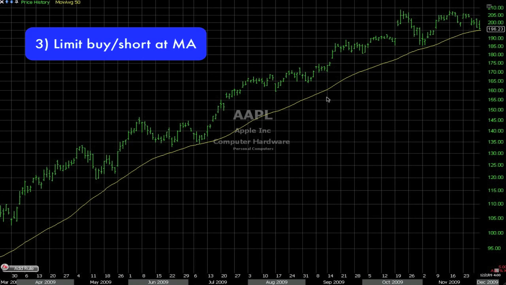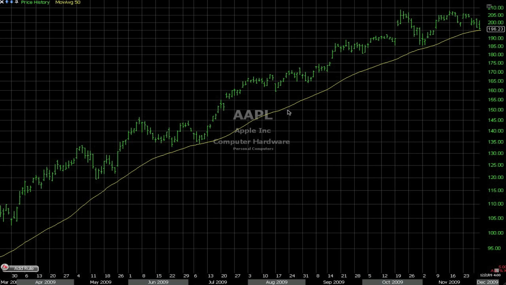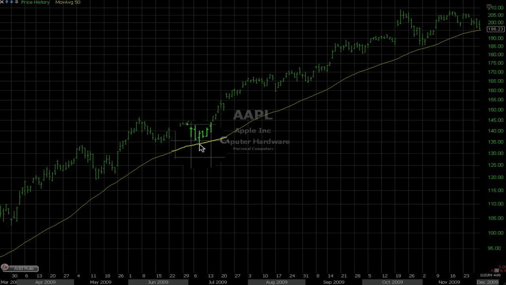And here's the third way to enter using MA. You can simply put a limit order at the MA. For example here, a limit order, and you would be in the trade. Here you could place a limit order, and that's your entry.